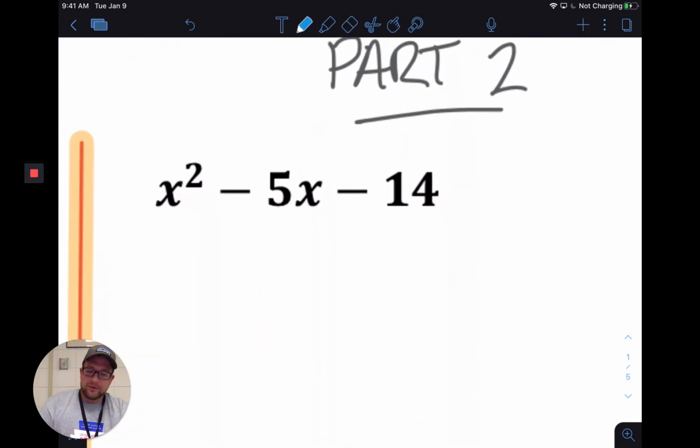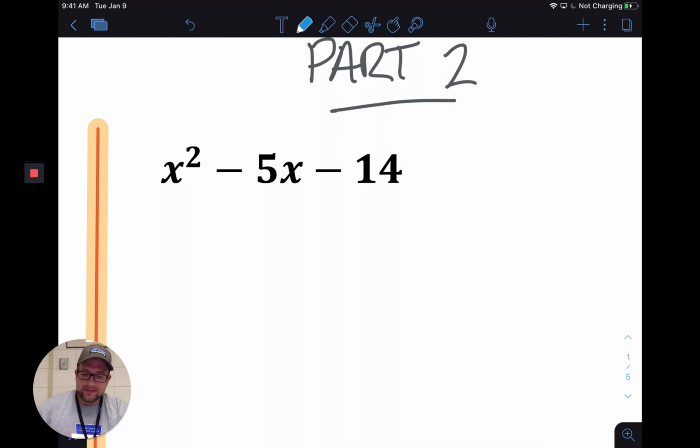Let's start right here with this problem, x squared minus 5x minus 14. We're being asked to factor this. The first thing we want to identify is which type of problem this is. This is what I would call an X method problem, the most basic one that we have.